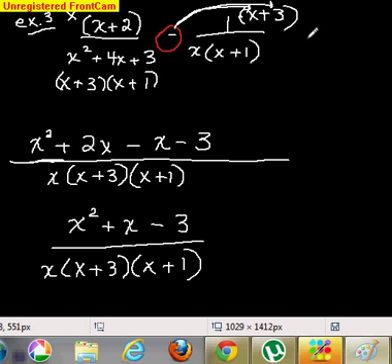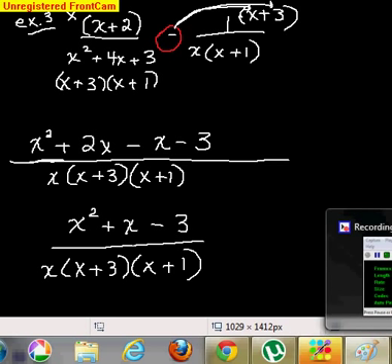Remember, if you don't have an equal sign, you have to find a common denominator. If you have an equal sign, you can get rid of your denominator by multiplying through by your common denominator. Okay, well that's it for lesson 27.